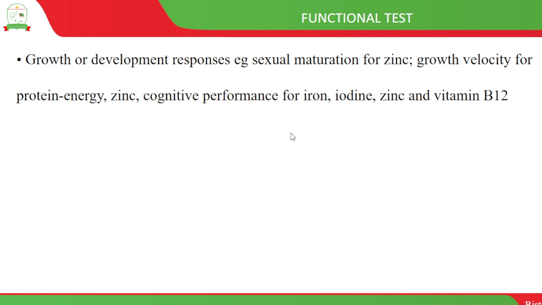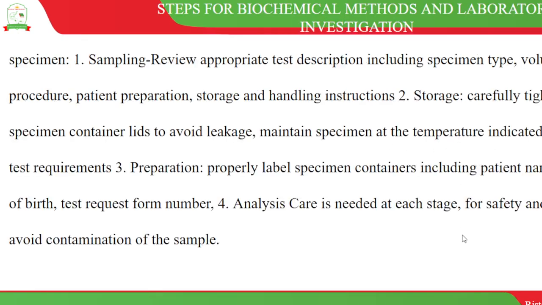If their functioning is not really good, for example the growth velocity, if someone is not attaining the height or the weight or the level of growth as expected, then you can deduce a deficiency of protein, energy, or zinc. And then there are also cognitive functions. If someone is not really doing well cognitively, the reasoning and mental functions are not really good, then you can deduce iodine, zinc, and vitamin B12 deficiency in the body.